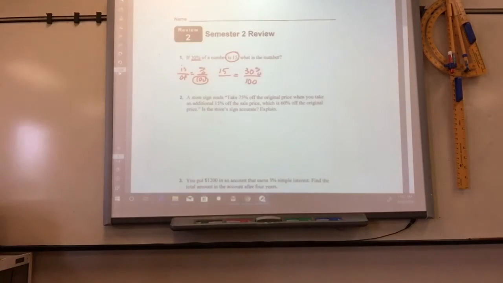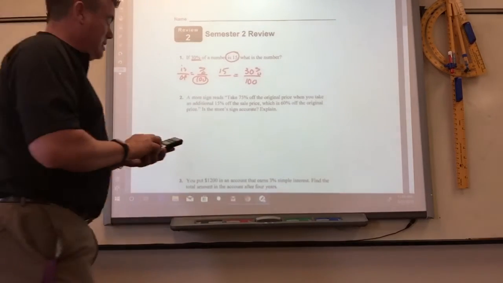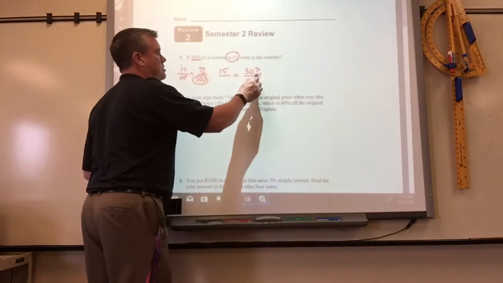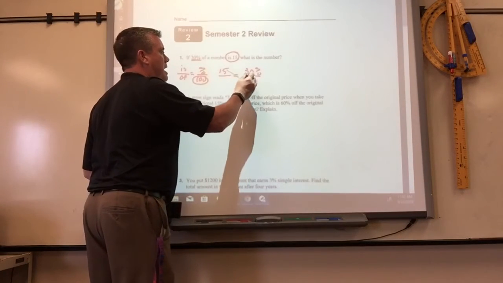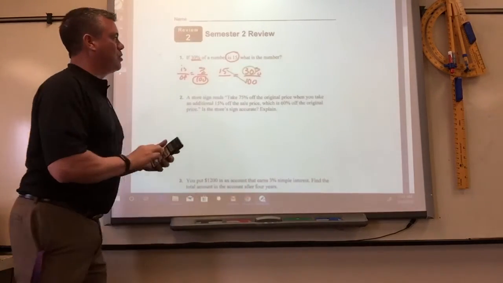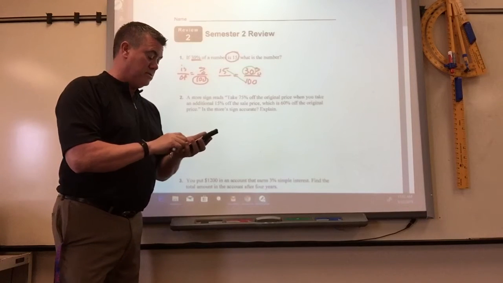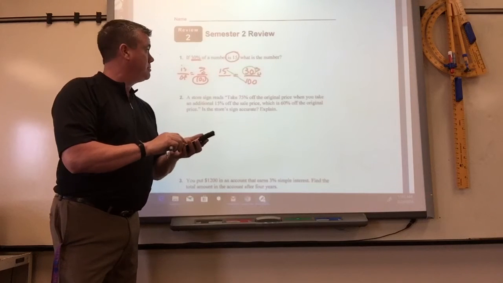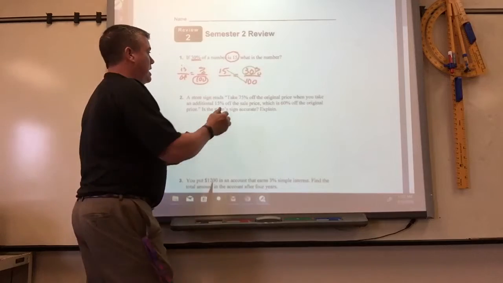So, what's nice about solving this is you don't have to move any decimals. You just cross multiply and divide by the 30. You don't have to make it 0.30. And you get 50.